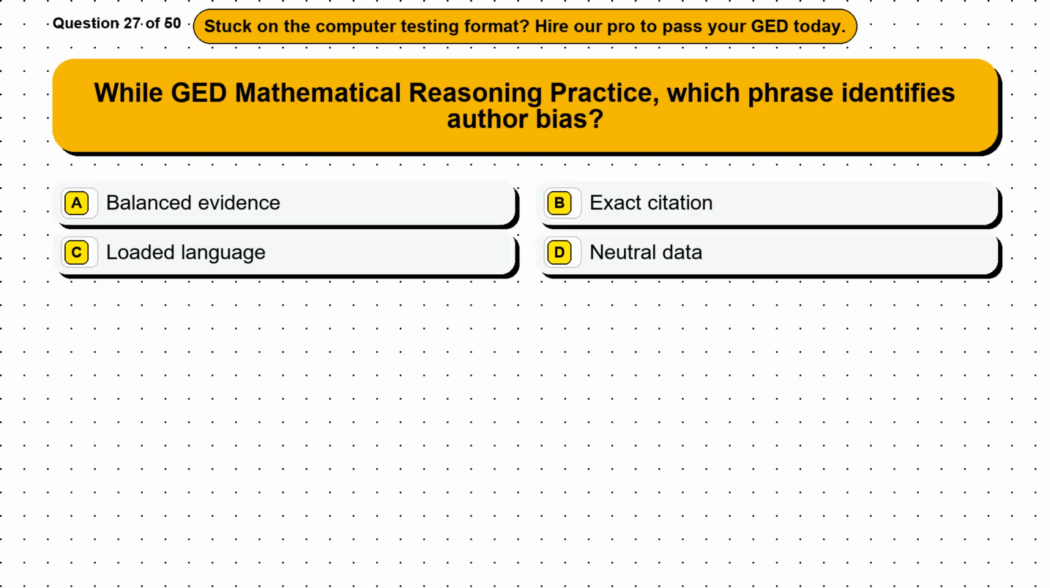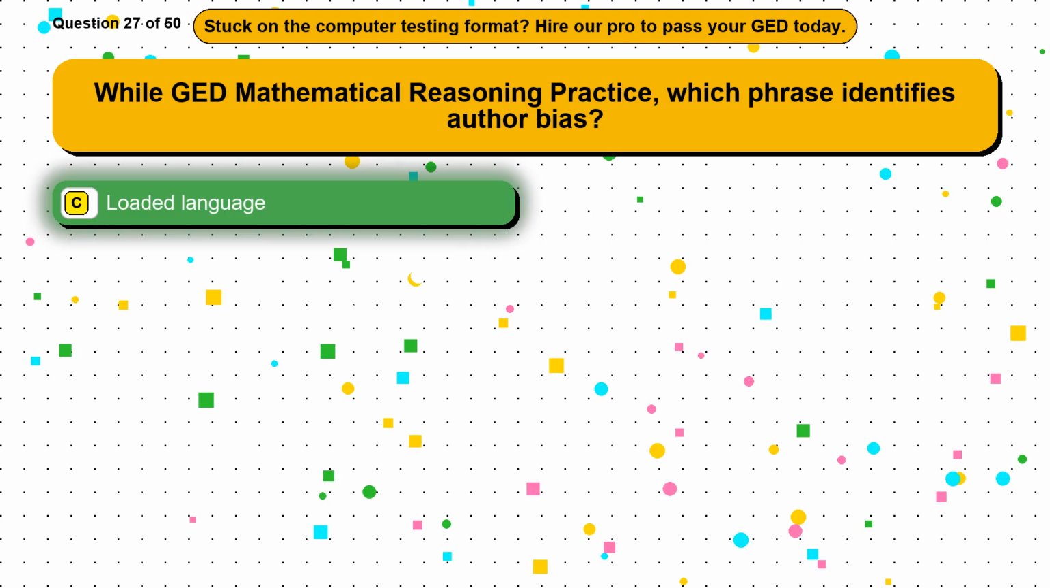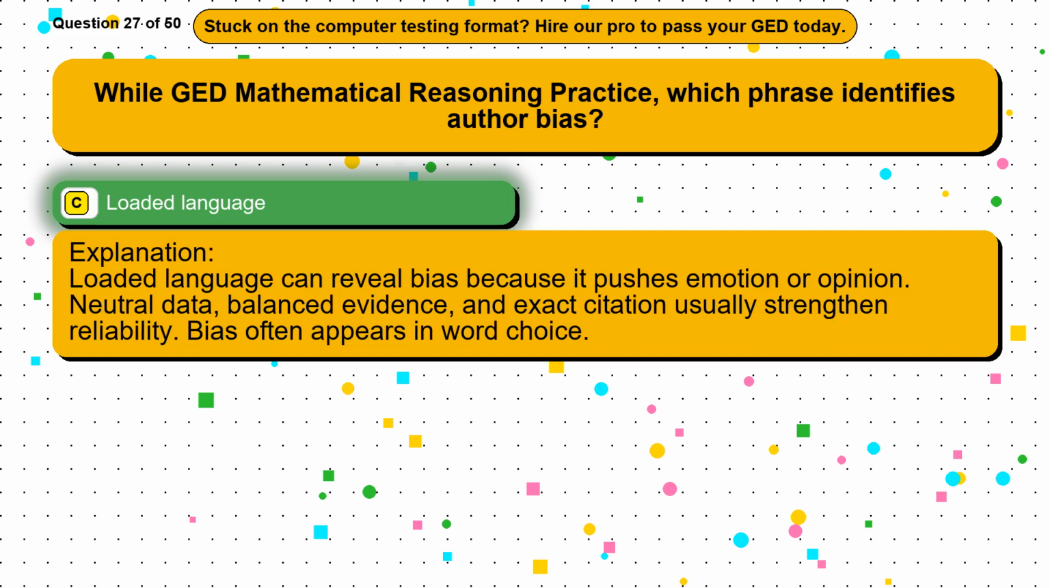Question 27. While GED Mathematical Reasoning Practice, which phrase identifies author bias? Option A. Balanced evidence. Option B. Exact citation. Option C. Loaded language. Option D. Neutral data. The correct answer is option C. Loaded language. Loaded language can reveal bias because it pushes emotion or opinion. Neutral data, balanced evidence, and exact citation usually strengthen reliability. Bias often appears in word choice.